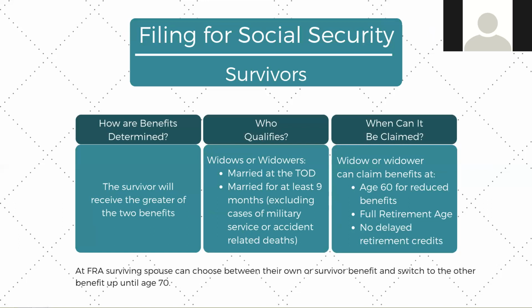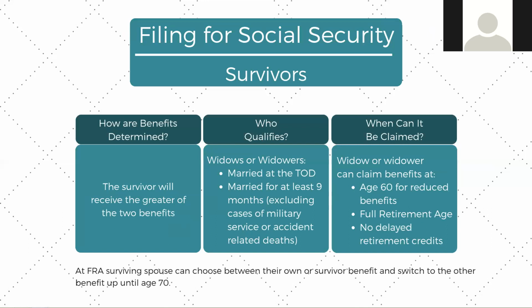One slight difference, you can file for a reduced benefit as early as age 60. For all the other benefits, the earliest you could file was 62, but as a widow or widower, you could file at age 60 for a reduced benefit, or wait till your full retirement age to get the full benefit. And again, there are no delayed retirement credits. Once you reach your full retirement age, survivors actually get a choice. You could pick to say, hey, maybe I just want to file for my own benefit, or maybe I just want to file for the survivor benefit.